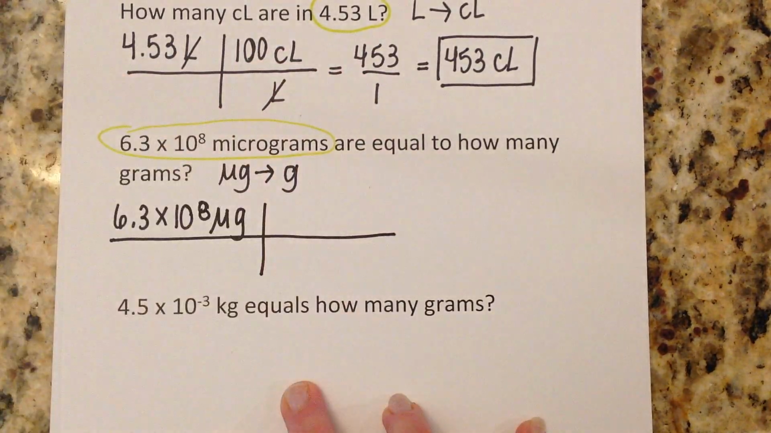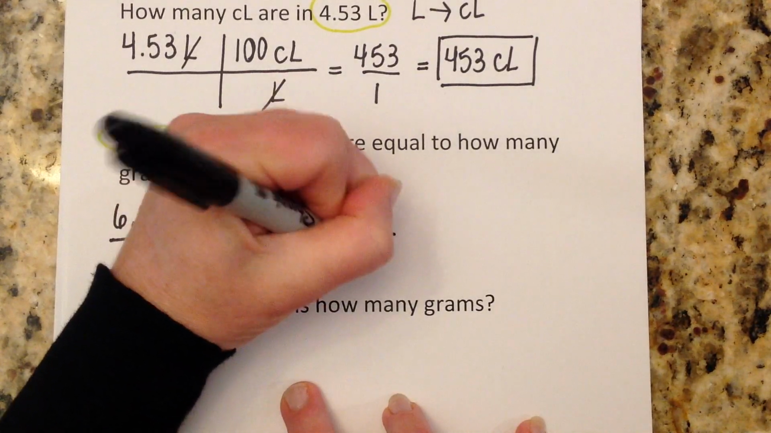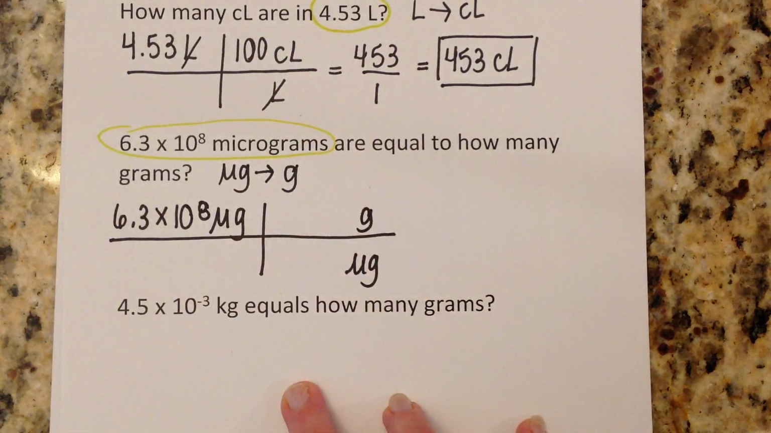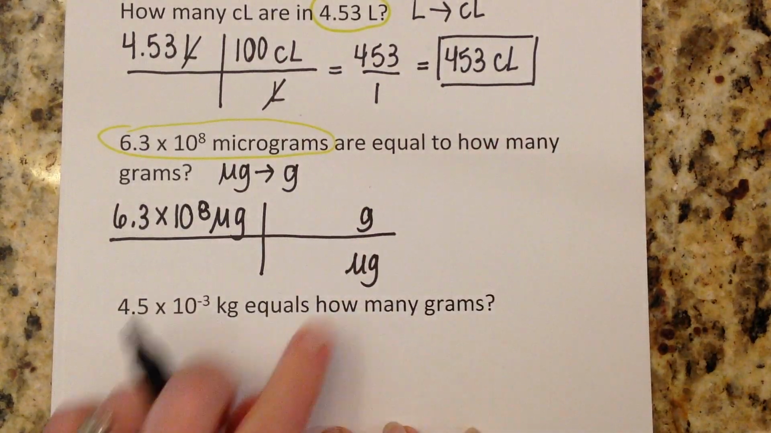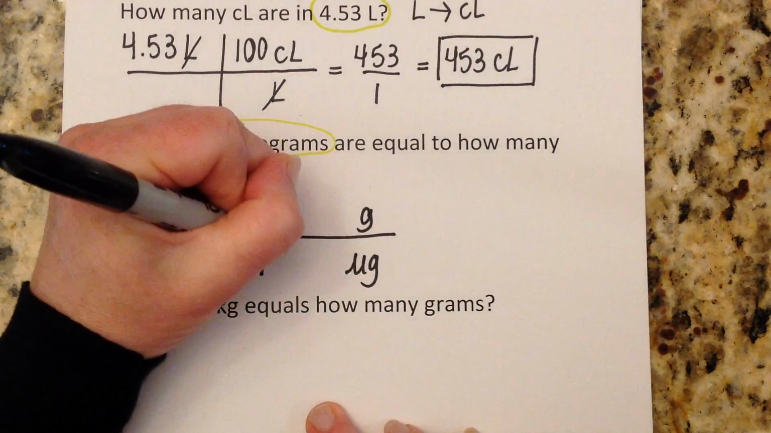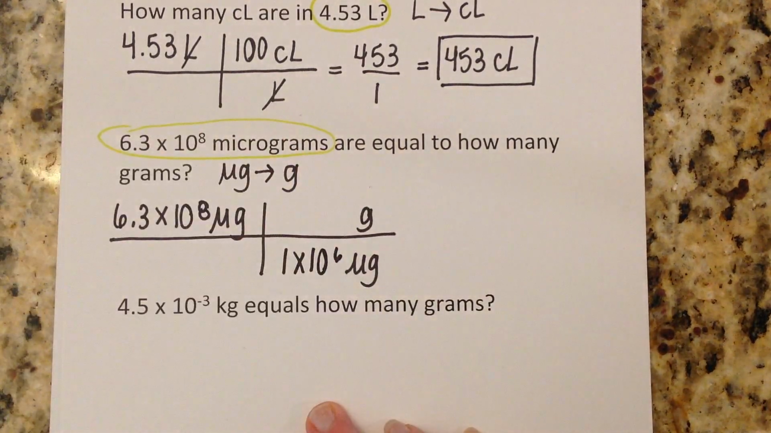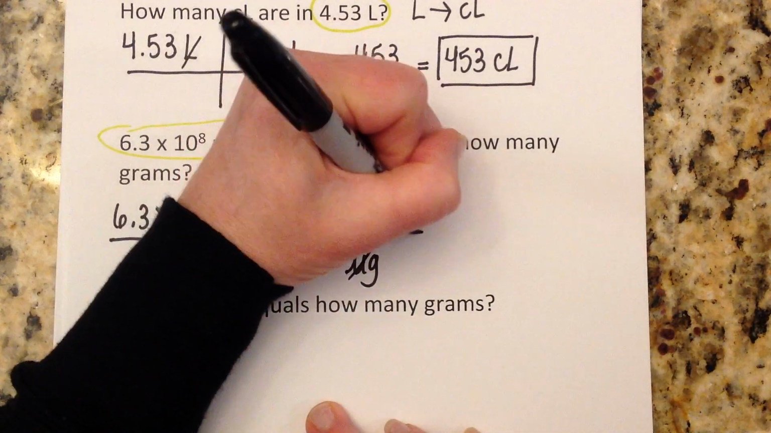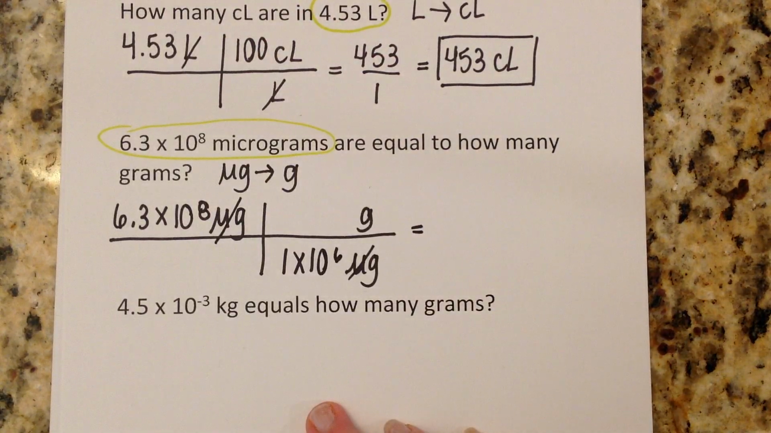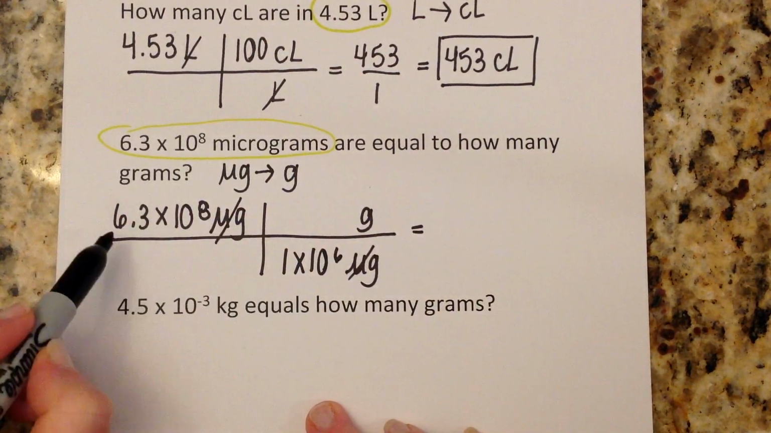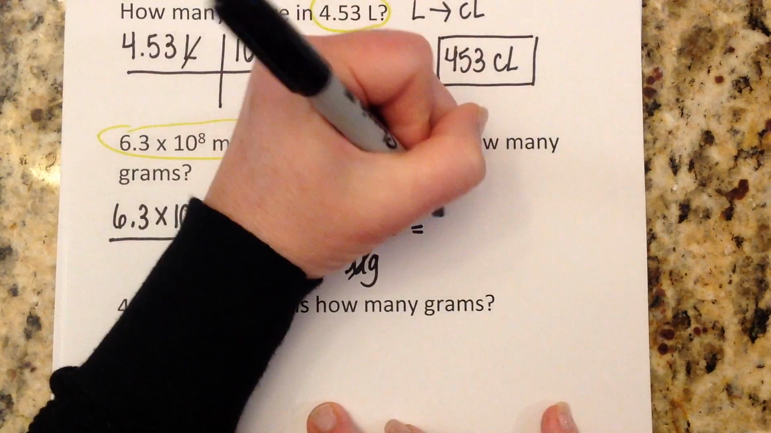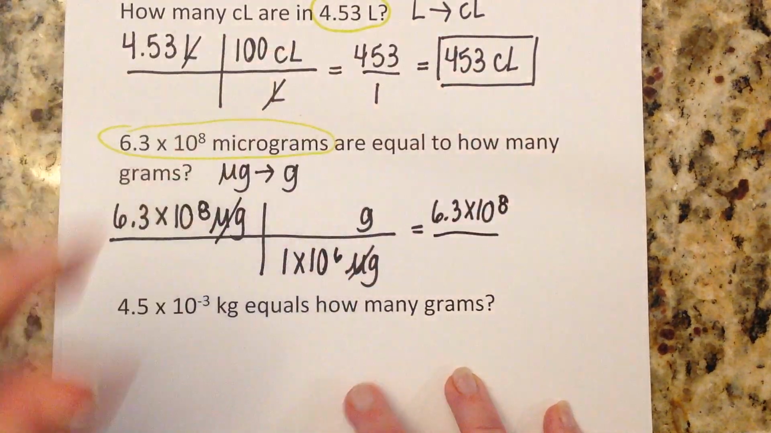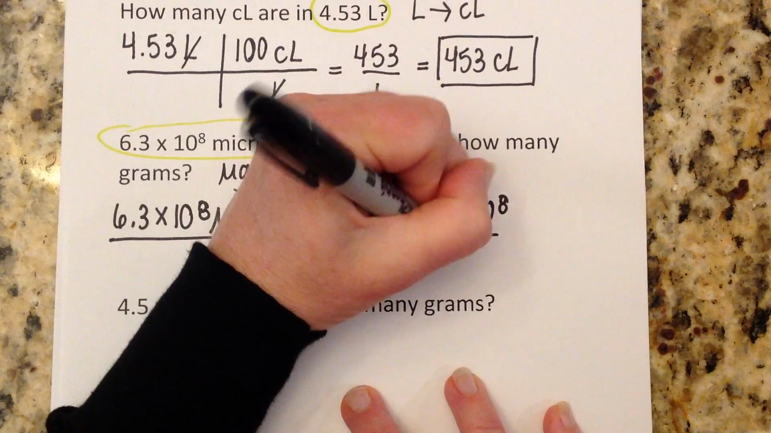Long line, short line. I know that microgram has to go on the bottom, and I know that I'm going from microgram to gram, going from bottom to top. I know that micro is definitely smaller, and there's 1 times 10 to the 6th micrograms per gram. Micrograms cancel, leaving you with grams on top. So we're good to go. Now we're ready to multiply across. 6.3 times 10 to the 8th times 1 is just going to be 6.3 times 10 to the 8th. 1 times a million's a million.